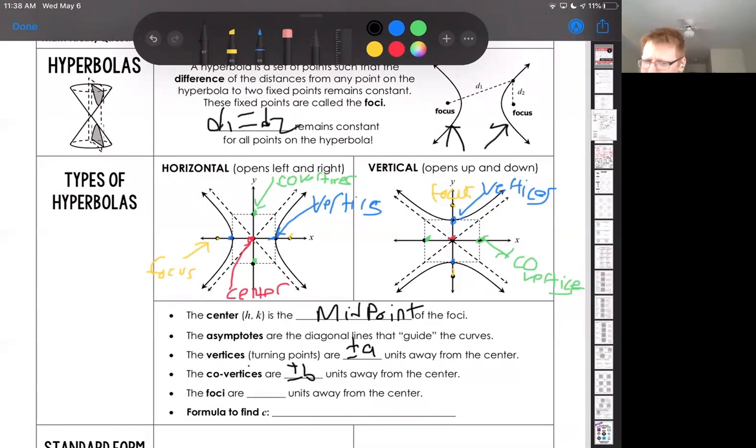It's similar to when we had ellipses. How you determine which denominator is your a or b is different than the ellipse, so we'll have to be a little bit careful about that. The focus points are plus or minus c, and the formula to find your c is c squared equals a squared plus b squared, which I believe is different than when we did ellipses.